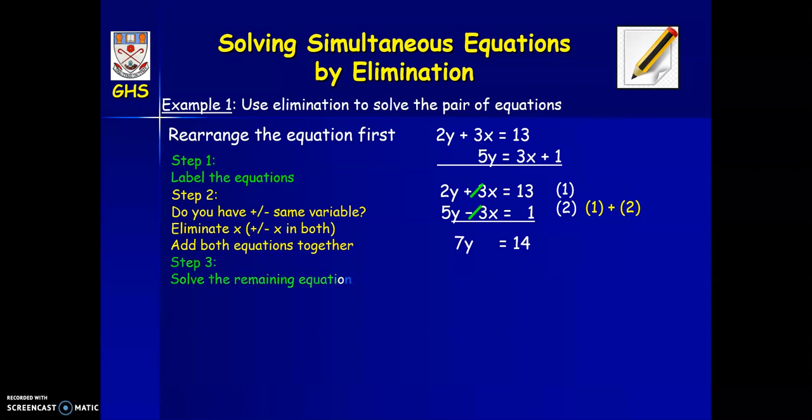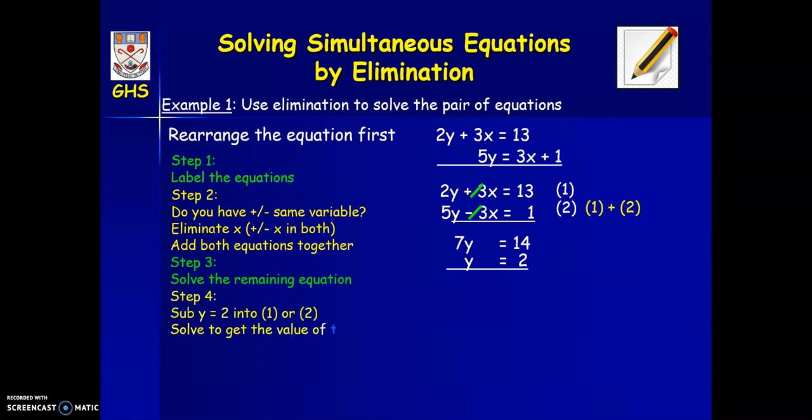The next step, we solve the remaining equation. So if 7y equals 14, we divide by 7, so y will equal 2. Now notice here we've eliminated x first and got the y value. It doesn't matter which way around you do this, it just depends on the equations that you've been given.